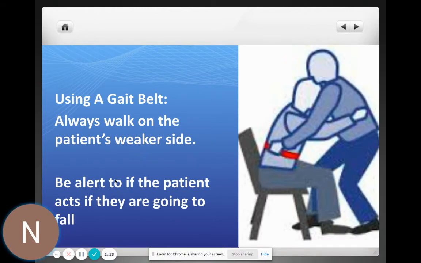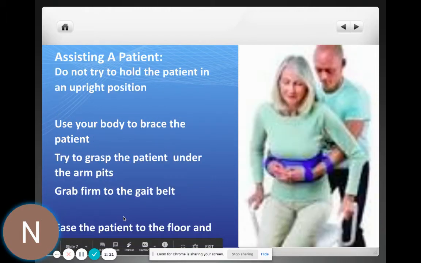So continue to be alert if the patient acts like they're going to fall. We always want to be cognizant of that. Remember, think about our patients. They're older. They're more at risk for falls anyway. They are on a lot of different medications. They're in an unfamiliar environment. So anytime a patient falls, there's a lot of things that we have to do, and you'll have to jot this down or type this.